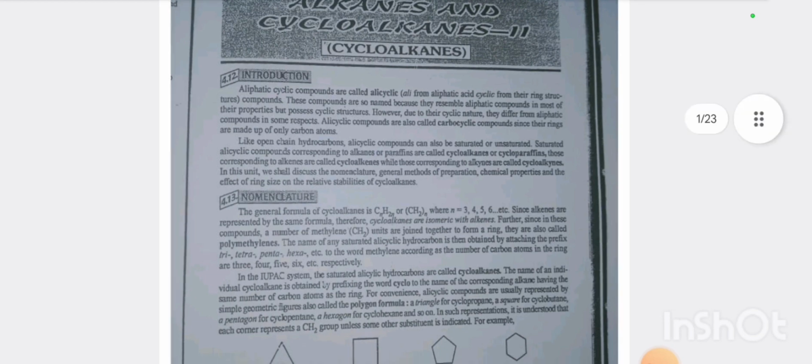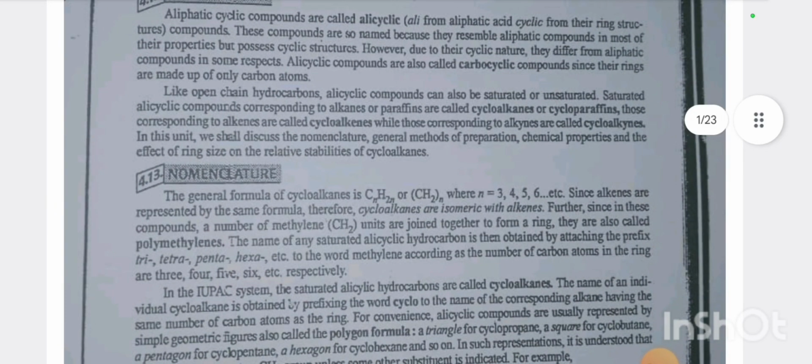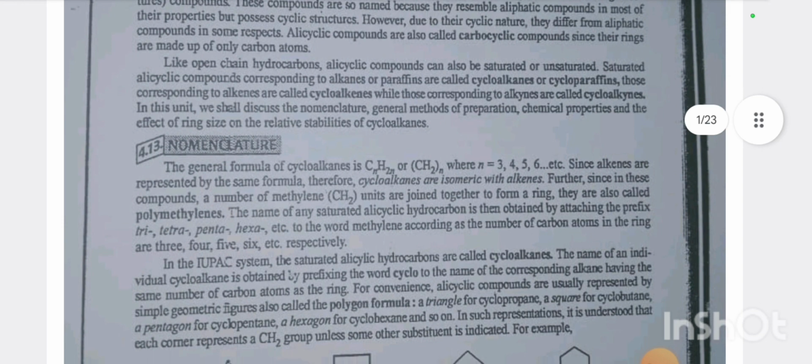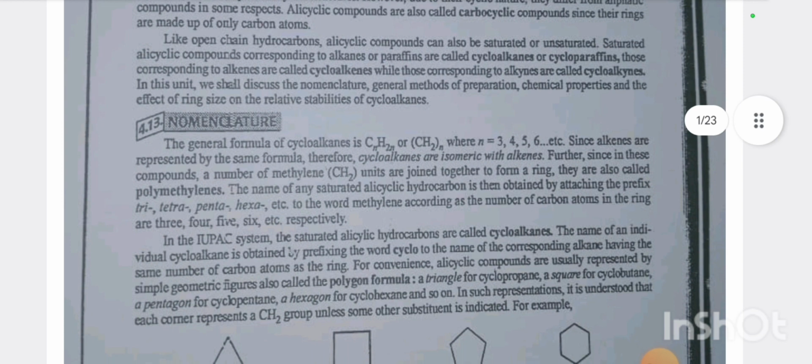Aliphatic cyclic compounds are called alicyclic compounds. These compounds are so named because they resemble aliphatic compounds in most of their properties but possess cyclic structures. However, due to cyclic nature, they differ from aliphatic compounds in some respects. Alicyclic compounds are also called carbocyclic compounds since their rings are made up of only carbon atoms.